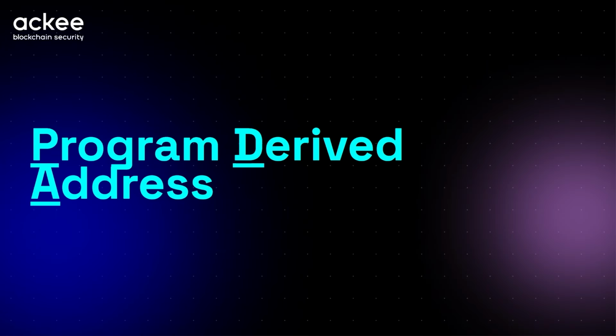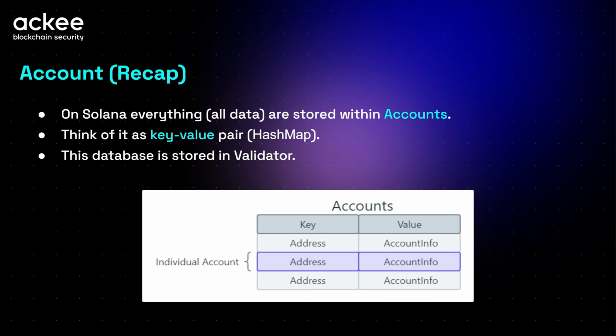Firstly, let's start with the program-derived address, or you may know it also as PDA. In order to understand PDAs, let's just quickly recap accounts. On Solana, everything basically is an account. Everything is stored in accounts. We were talking about a structure such as a hash map, where you have key and value pairs. In this case, you can think of the key as the address of the account and the value as the contents of the account.